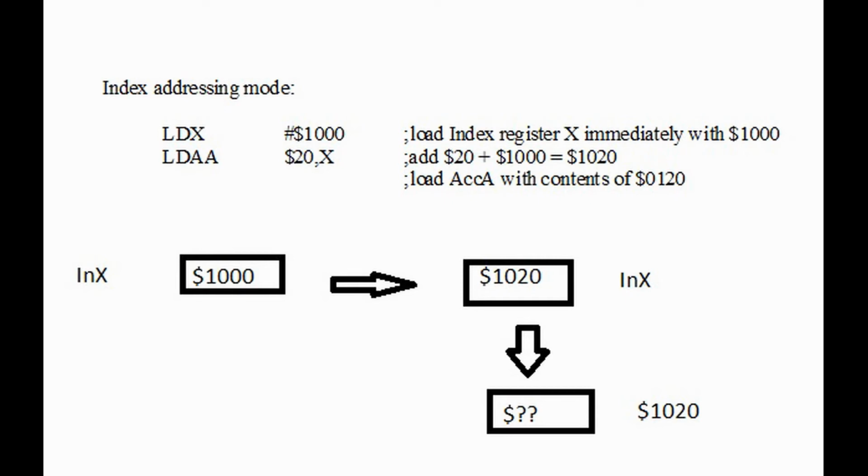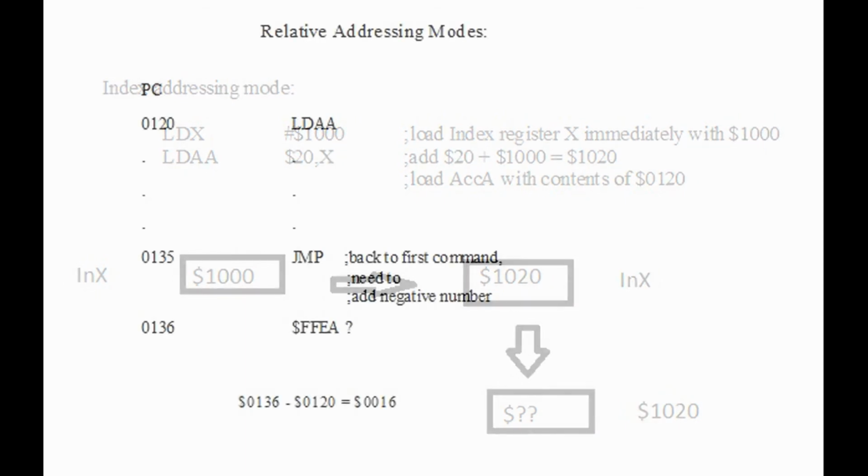Once we load the index register, then we execute the next line of code, which is load accumulator A. But in this case, the microprocessor will go looking for a memory location, which is 1020. Whatever is contained at memory location 1020 is then loaded into accumulator A.